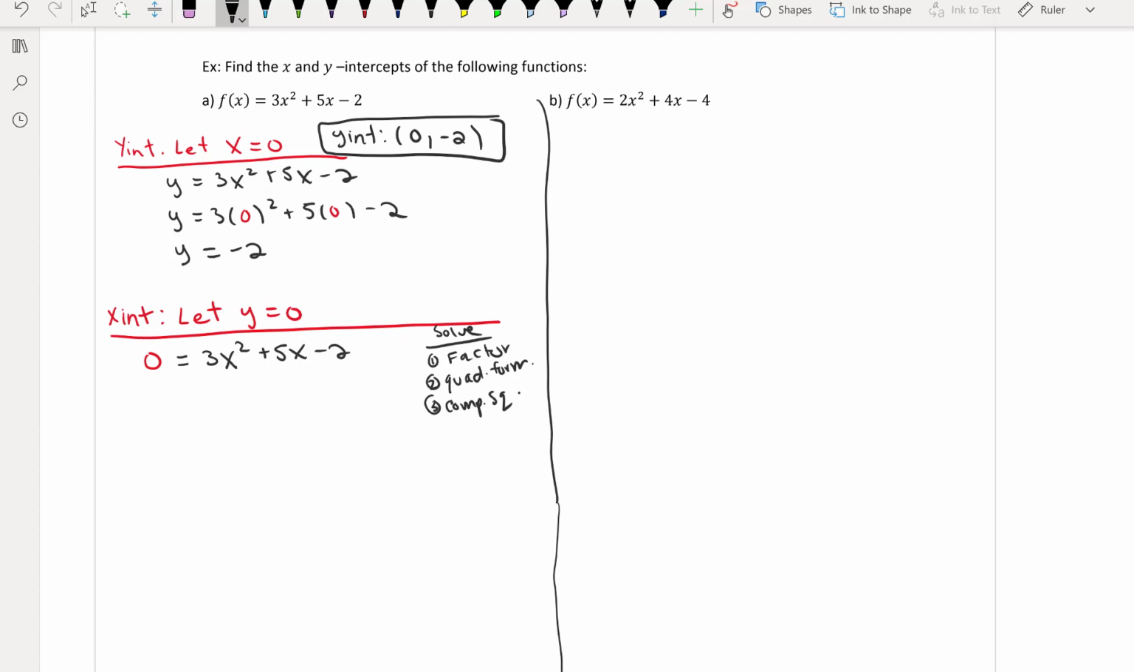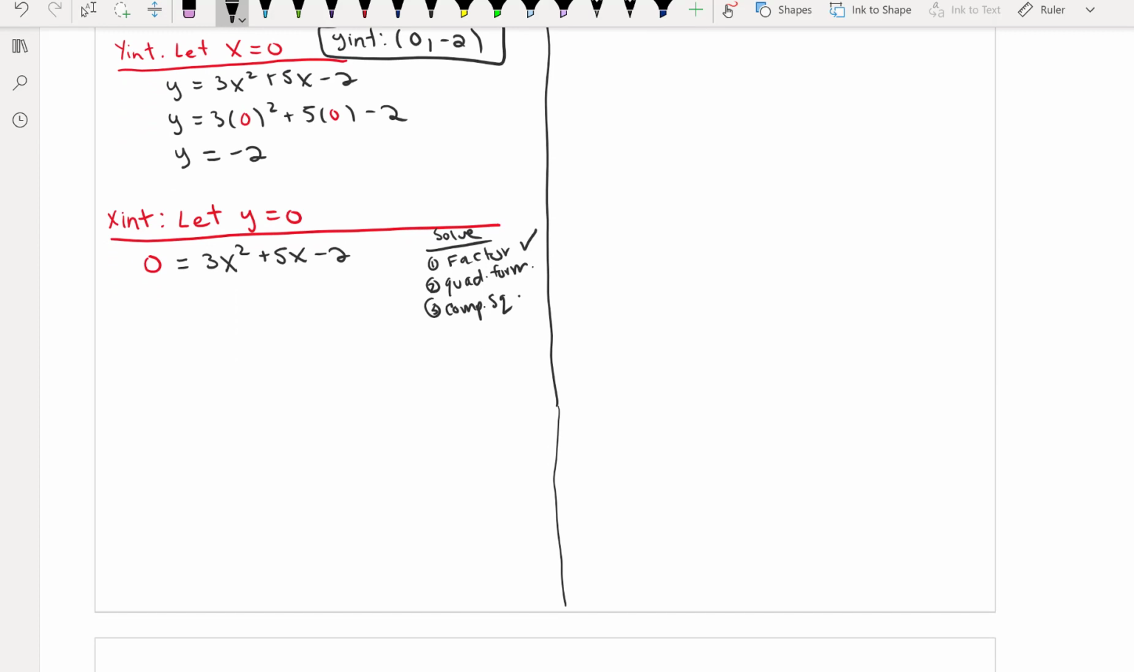I think for myself, I'm going to do the factor. I can see that this is going to factor. Everybody kind of factors their own different way. For me, I like to do guess and check. Other people like to do the AC method. So let's just say I was going to do the AC method. I have A equal to 3, B equal to 5, and C equal to -2. So I have A times C up on top and B at the bottom.